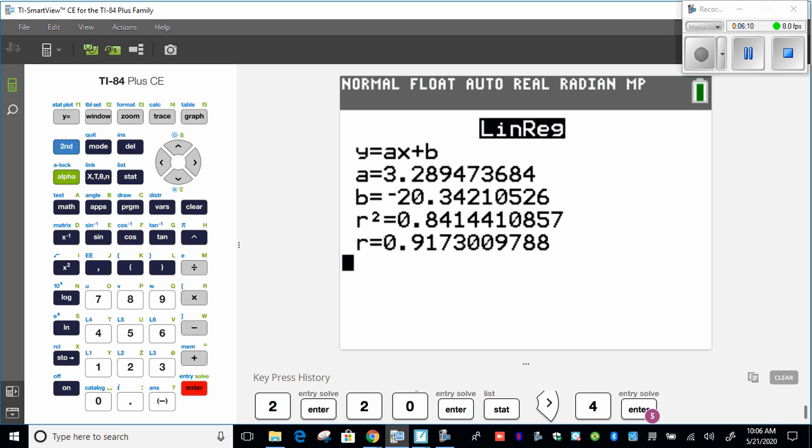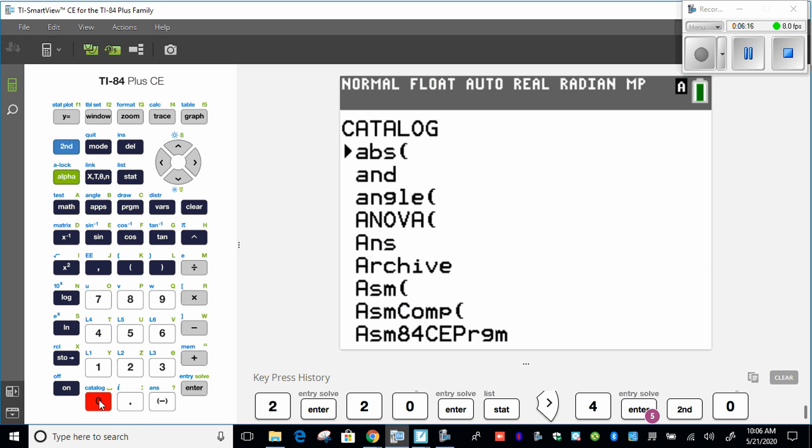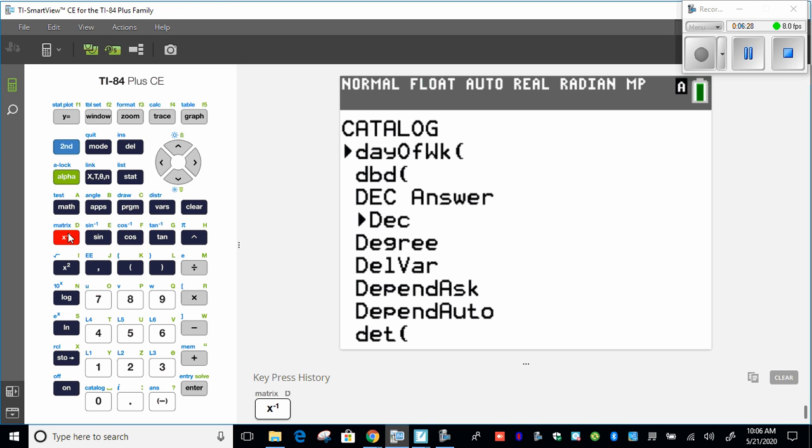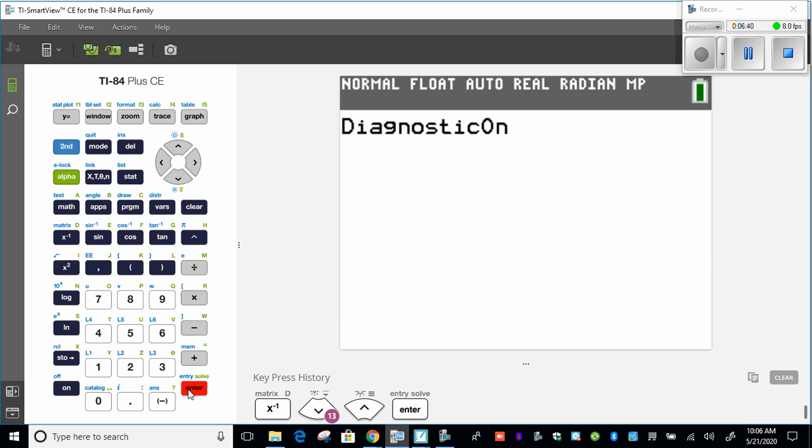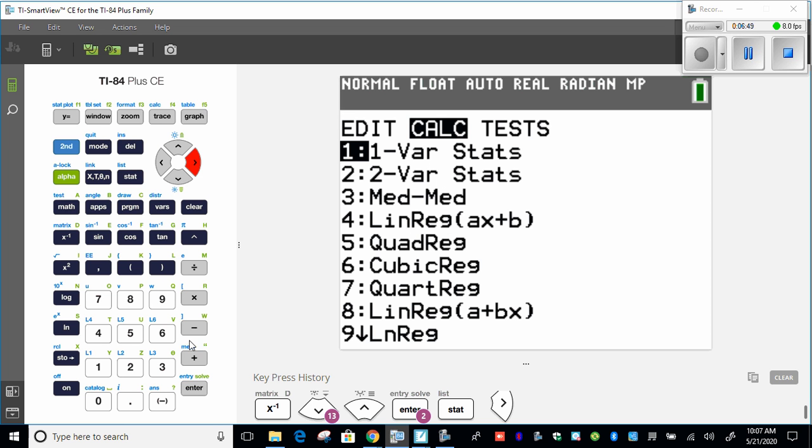What we have to do is turn your diagnostics on. So to do that, you're going to have to hit second and 0. That's your catalog. If your calculator ever gets reset, your diagnostics automatically go off. I don't know why or how that is, but it's just something that it does. So now I need to go down to D. So I clicked on my D because I need diagnostics on. And there it is. So then from there, I hit enter. And I turn my diagnostics on, hit enter again. And now for those of you who didn't see that before, now you can see that. So again, back to Stat, Calc, linear regression.